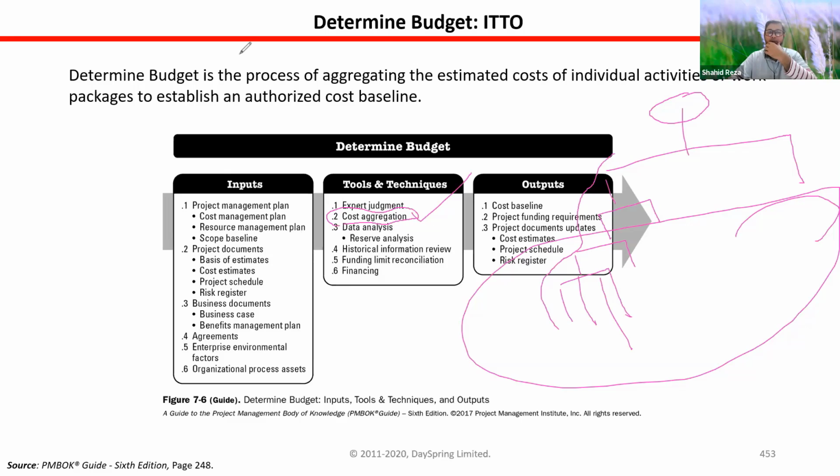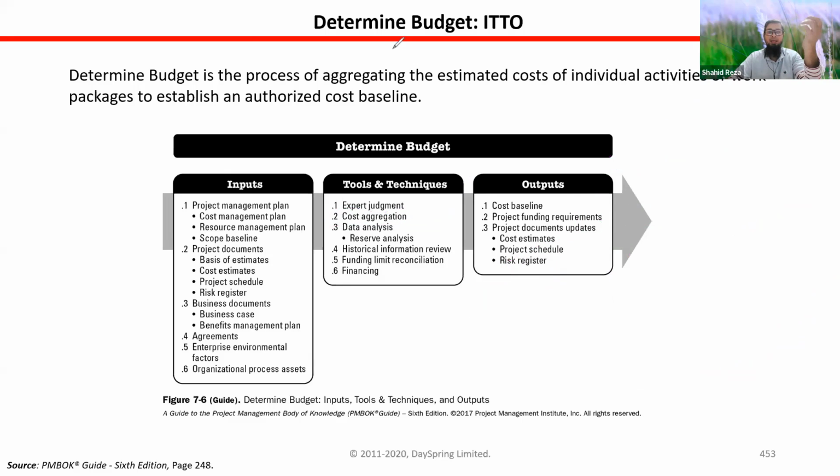So this is a very simple tool. That means just aggregating or adding up all the cost. Reserve analysis. Already we have discussed reserve analysis. So when you are doing that final determining of the budget, if there is any reserve left over, or if you want to add management reserve, then you have to consider this. Historical information review.